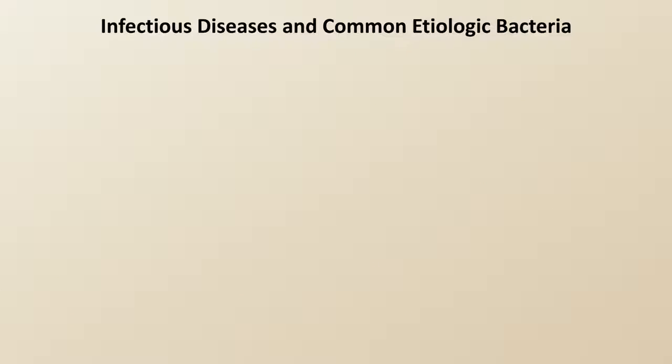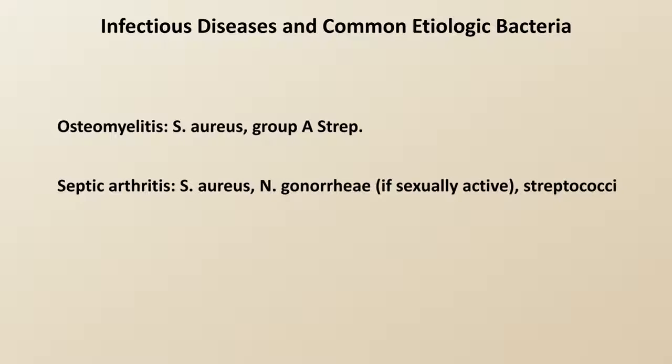I know that list was long, but there are just a couple more conditions. Osteomyelitis is most typically caused by Staph aureus or group A strep. Septic arthritis can be caused by Staph aureus, Neisseria gonorrhoeae, if sexually active, and streptococci. Cellulitis is usually due to beta hemolytic strep and Staph aureus.